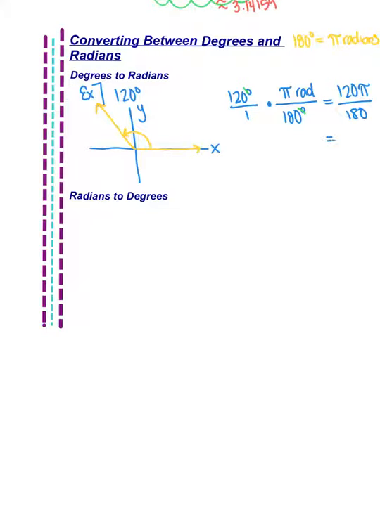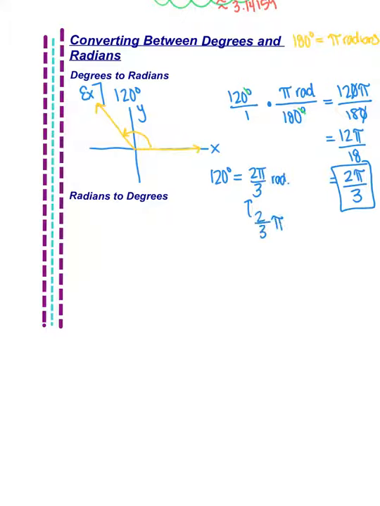So I can see my zeros will cancel. So I have 12 pi over 18. And now 6's will cancel out of that. So I will pull a 6 from both the numerator and the denominator, giving me 2 pi over 3. So think about what this is saying. This is saying 120 degrees is equal to 2 pi over 3 radians, or 2/3 of a pi. And this should hopefully make sense.